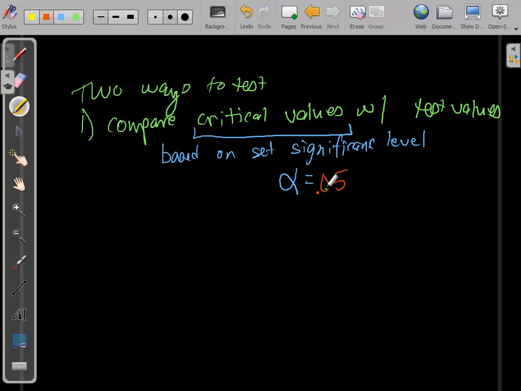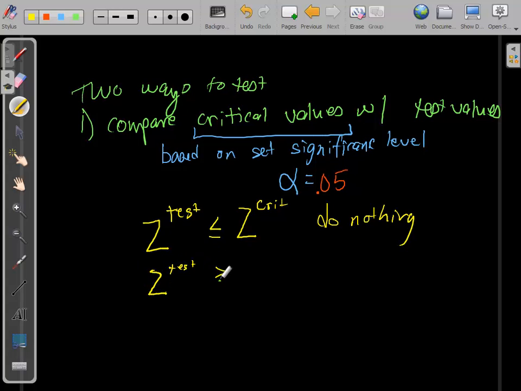What we could do then is translate that alpha level 0.05 into a z-score and say, in other words, what z-score corresponds to that tail area of 5%. Then we would compute a z-score for our test value, our x bar, and compare that with the z-score of the critical value. If we find that our z-score from the test is less than or equal to the critical z, then we do nothing. But if we could show that our z-score from the test was more extreme than the critical value, then we would reject the initial assumption.